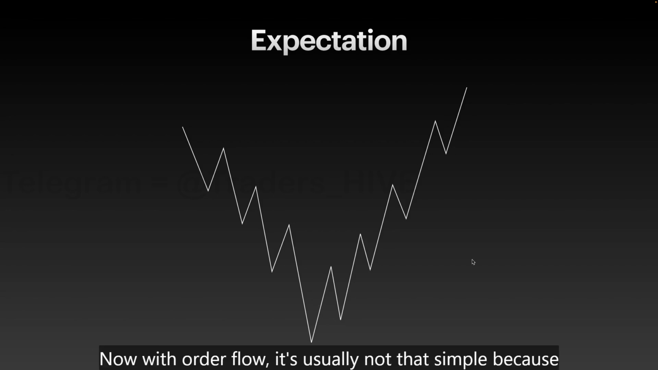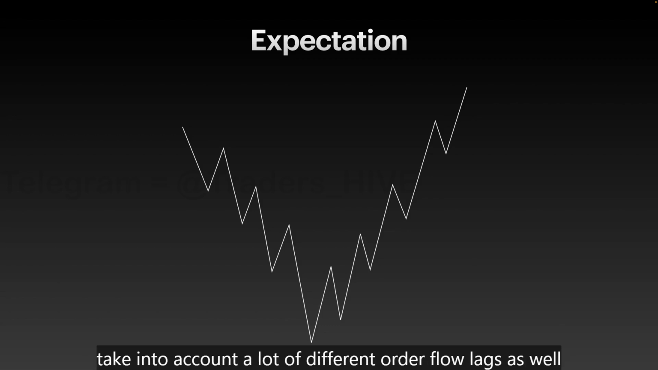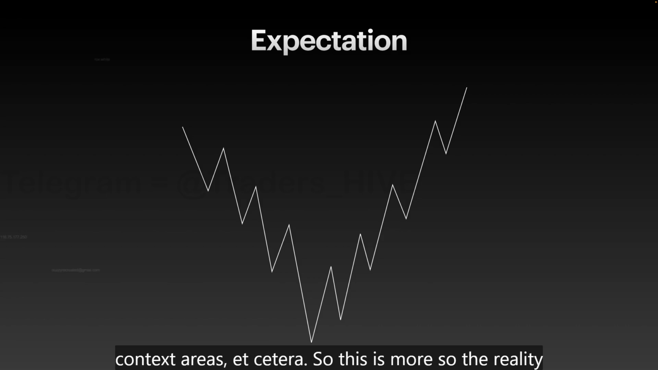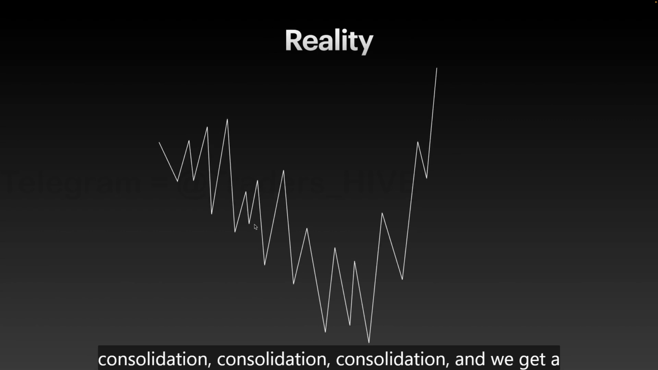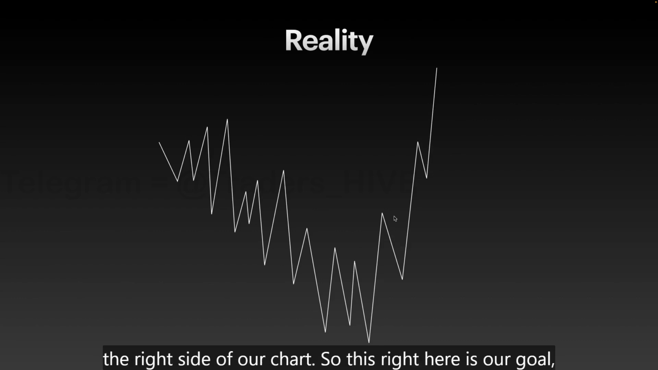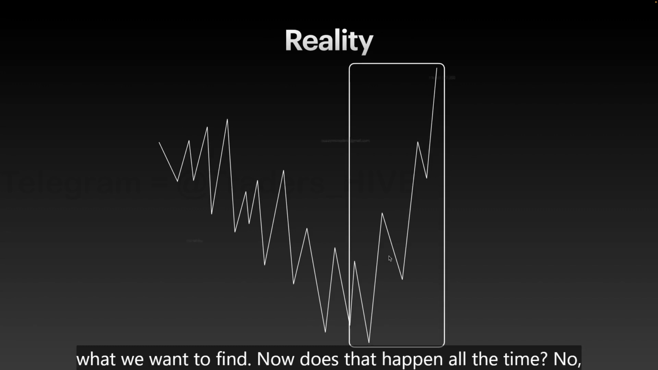Now, with order flow, it's usually not that simple because you also have to take into account different time frames. You have to take into account a lot of different order flow lags as well on those different time frames. You have to understand those context areas, etc. So this is more so the reality that we're actually dealing with right here, where we get consolidation, consolidation, consolidation, and we get a beautiful high probability condition cycle right there at the right side of our chart. So this right here is our goal, what we want to find.